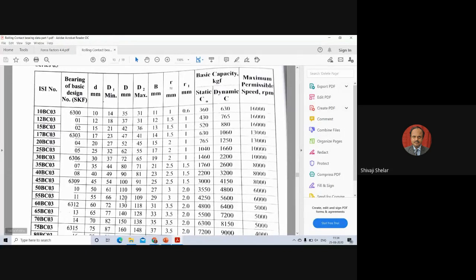So this table value follows the thumb rule. After following the thumb rule, this selection may be appropriate. I am not saying this is a correct decision, but it may be appropriate. So we have the data collected for 6312. For 6312, dynamic capacity is 4800 kgf, static capacity is 6400, and maximum speed is 5000 rpm, which is above the application speed. So we can select this bearing 6312 and do the analysis. By selecting this bearing, let's do the analysis again.